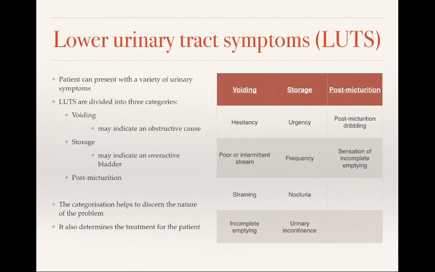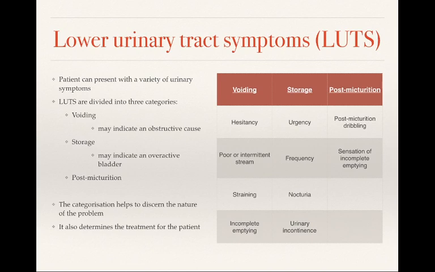The table on the right-hand side outlines the range of symptoms a patient may present with. LUTS can be divided into three categories: voiding, storage, and post-micturition. The reason why this categorization is necessary is because it indicates the nature of the problem. And this is important as this determines the treatment plan for the patient. Let's look at the symptoms one by one under each category.